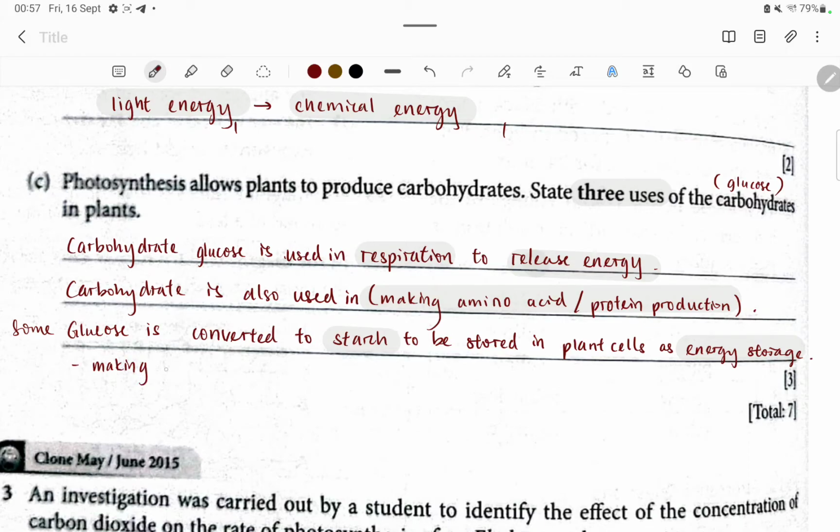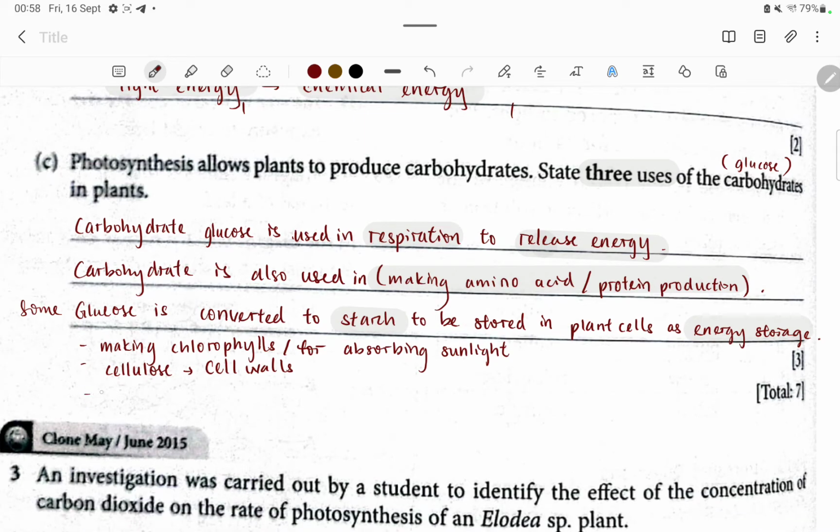Making chlorophylls for absorbing sunlight, and then cellulose for cell walls, nectars of fruits, and then converted to sucrose, and then used to transport to other parts of the plant.